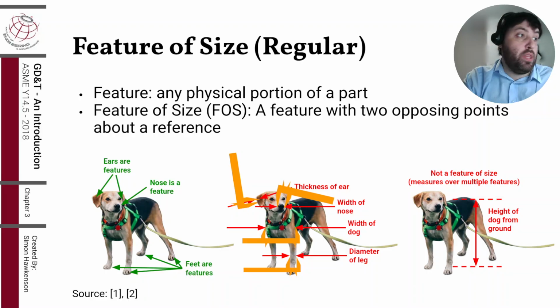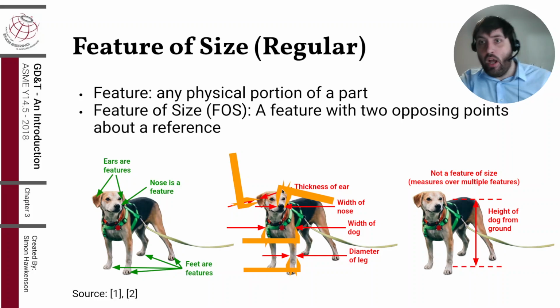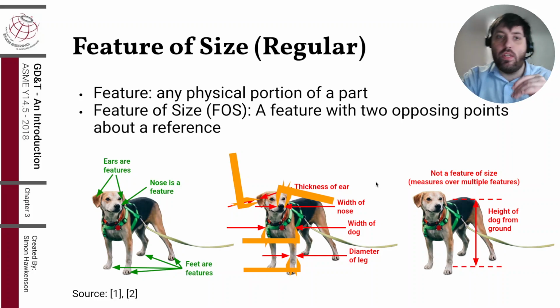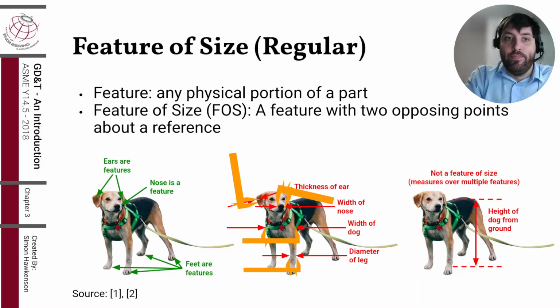And I put this for a demonstration here. You could take a pair of calipers and measure every single one of these individually, but not over multiple features. And that's really what makes it a feature of size.